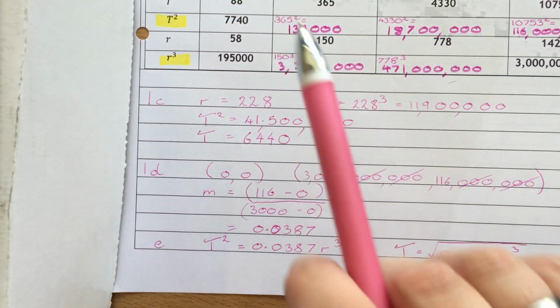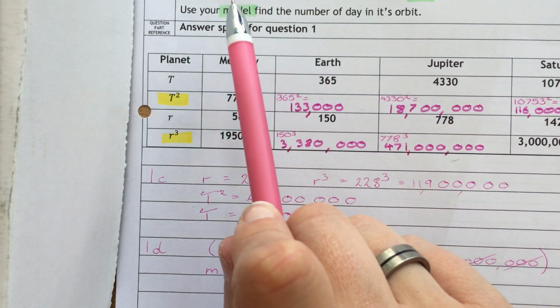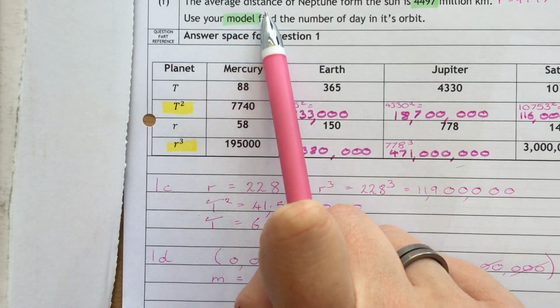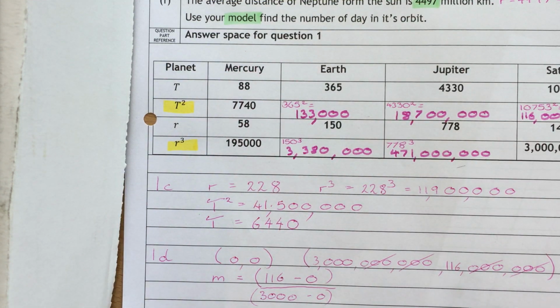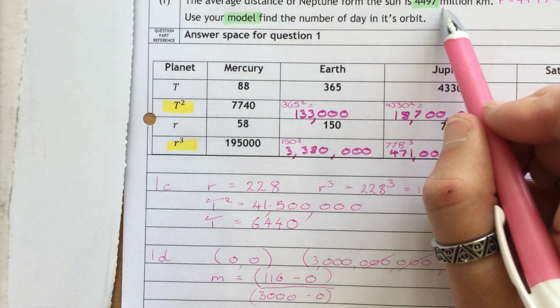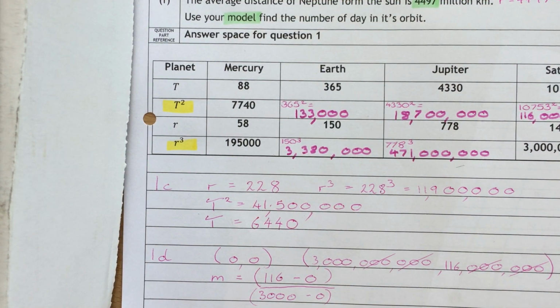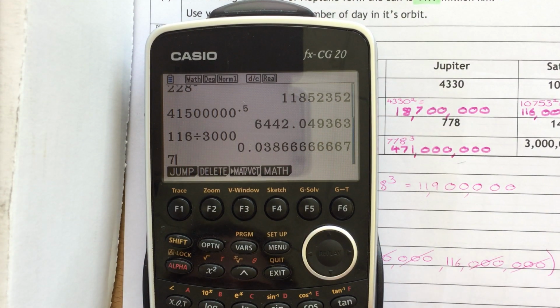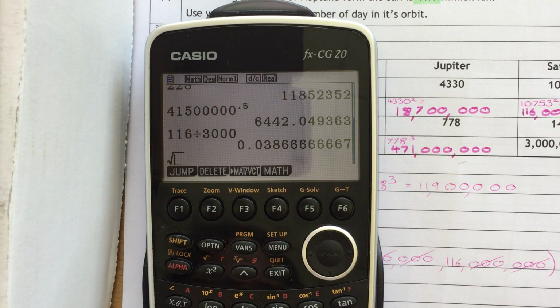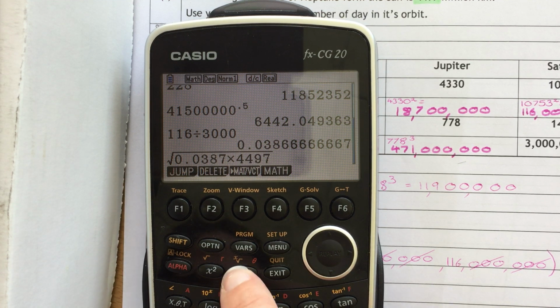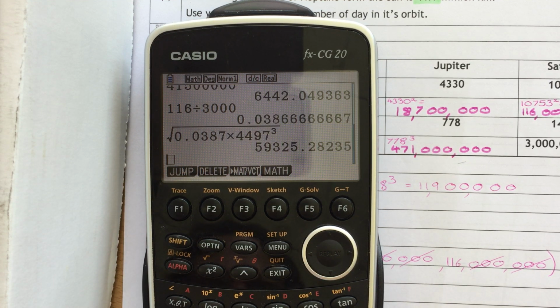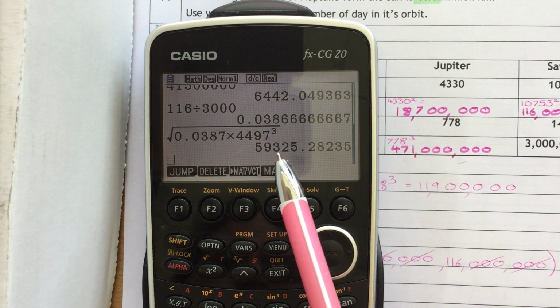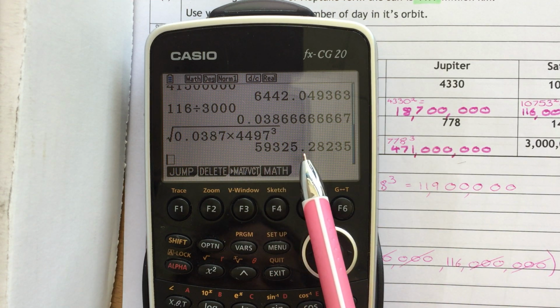For part F, we are asked to use the model, not the graph. So this means we need to substitute it into our equation. R is going to be this number, so we're going to need r cubed. So from a calculator point of view, we need the square root of 0.0387 times 4497 to the power of 3. So this tells us it should have an orbit that is this many days.